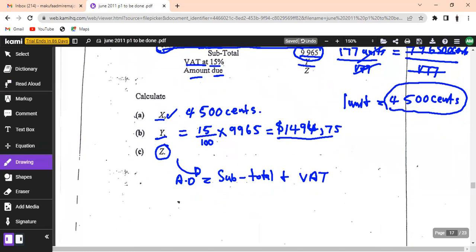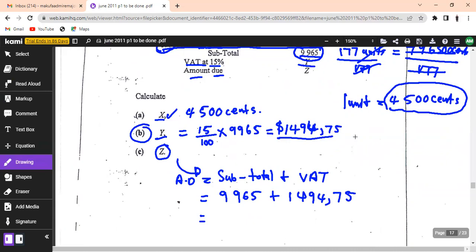Your subtotal before was 9,965. All right. So this is 9,965 plus the value added tax. And this is your value added tax that you calculated at Y there, which was 1,494.75. This is the tax which is added. The original amount was supposed to be this one, but because of the government that needs its own tax, in fact, we pay that tax.